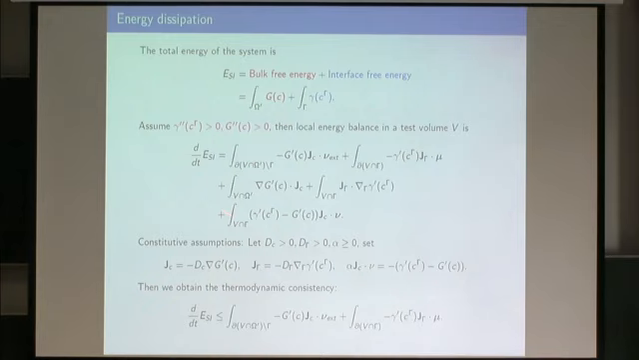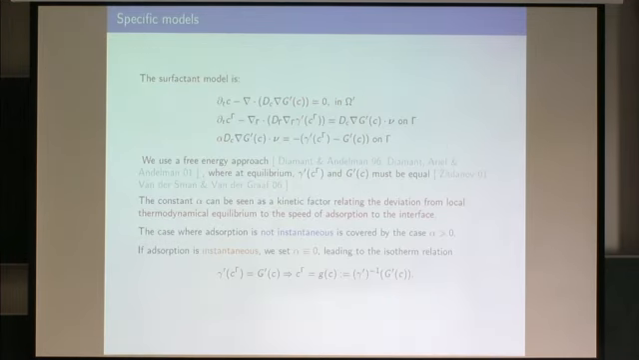I'm going to make the constitutive assumption that J_c is proportional to minus the gradient of G prime, J_gamma is proportional to minus the surface gradient of gamma prime, and J_c at the interface is proportional to the difference between the chemical potentials gamma prime and G prime. We plug those in, and then we obtain this energy inequality, which guarantees thermodynamic consistency. So our model becomes these three equations. What we used here is a free energy approach, and at equilibrium, the chemical potentials gamma prime and G prime have to be equal.